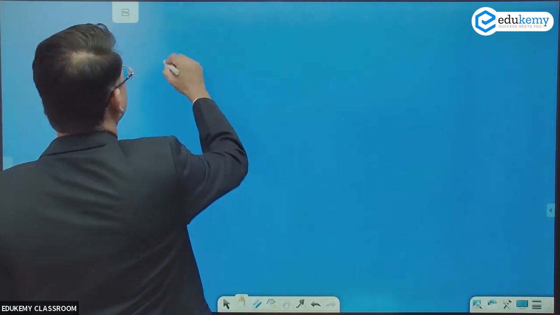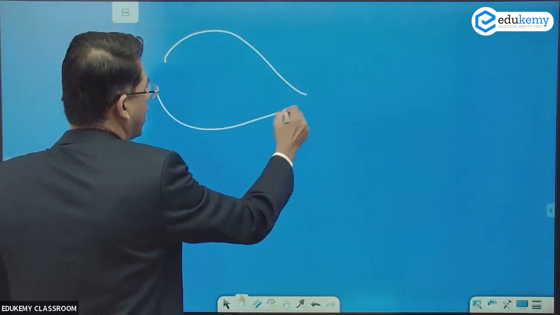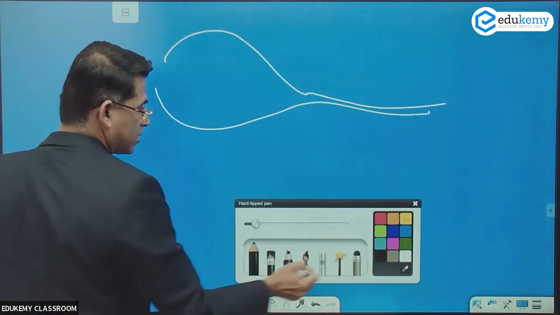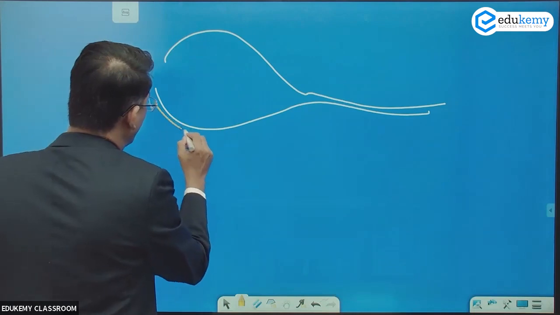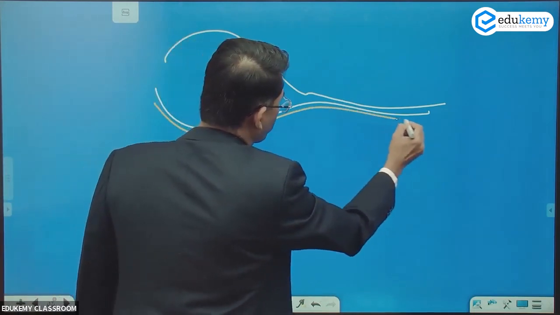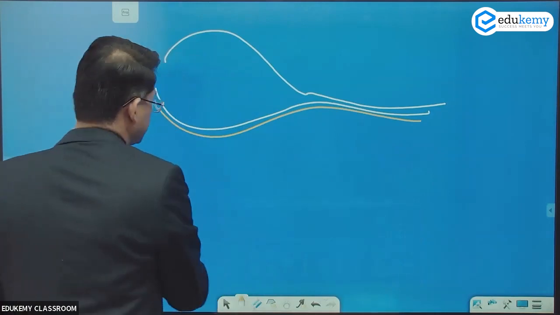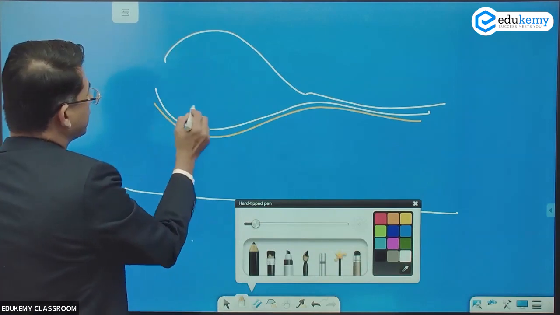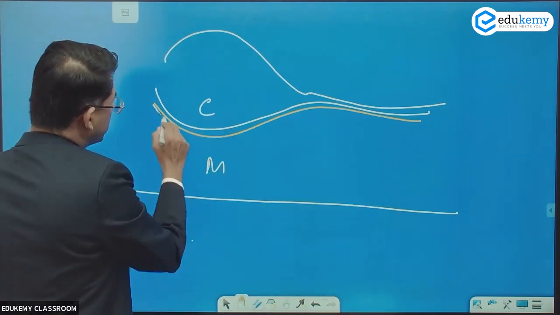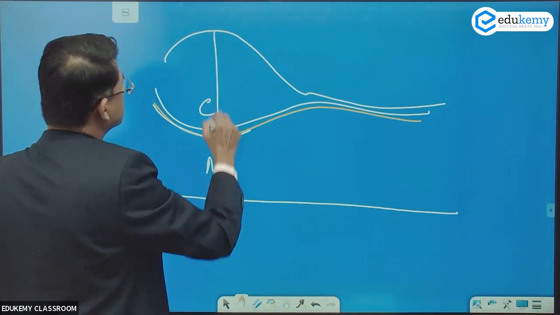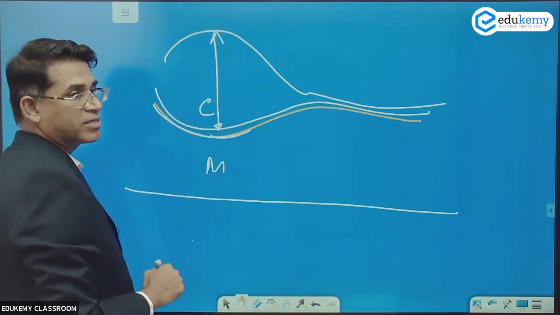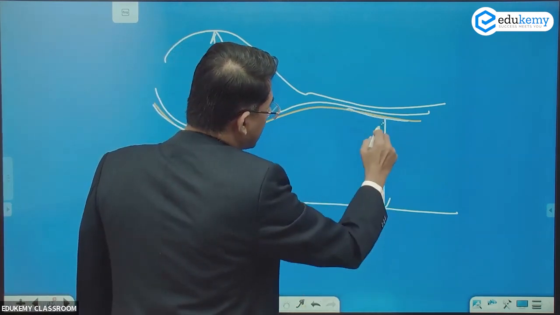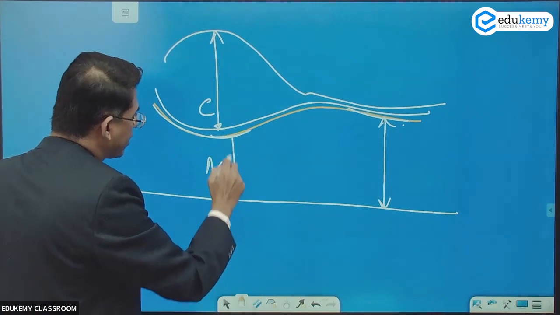Diagram bhul rahe ho kya? This is the continent and this is the ocean. So this is the Moho's layer. Okay, this is the mantle. So this is at a deeper level, which can be as much as 60, 80 kilometers. And this is under the oceans. यहाँ पर ज़्यादा mantle है, यहाँ पर कम mantle है.